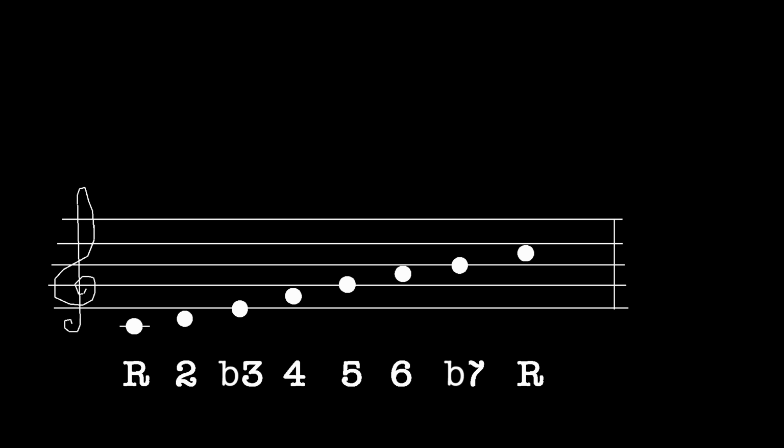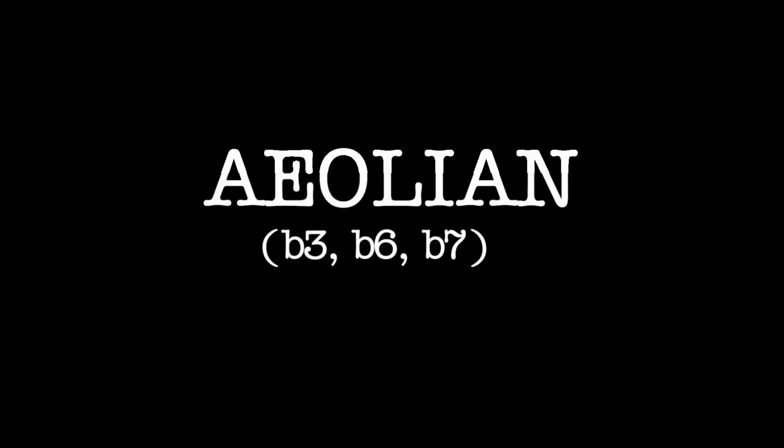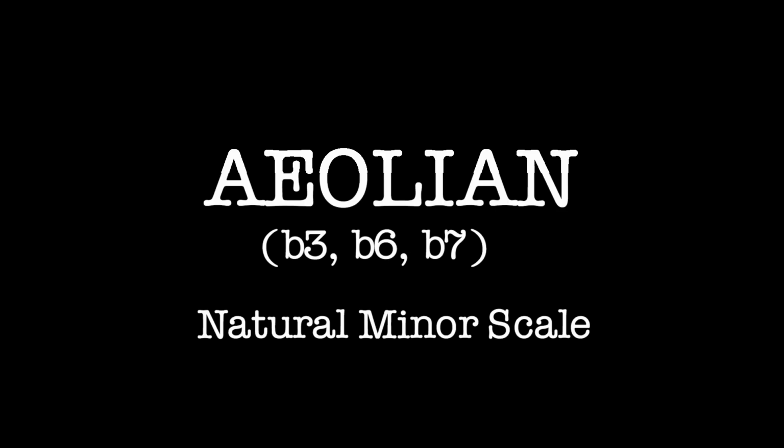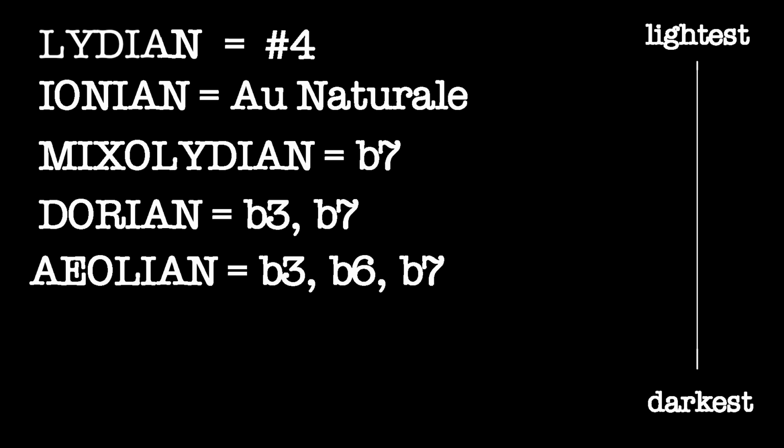We're going to keep all the flats that we have so far, flat 3 and flat 7. And now we're going to flatten the 6th degree, and ta-da! Aeolian, or the natural minor scale. And the flat 6 is what separates it from Dorian.